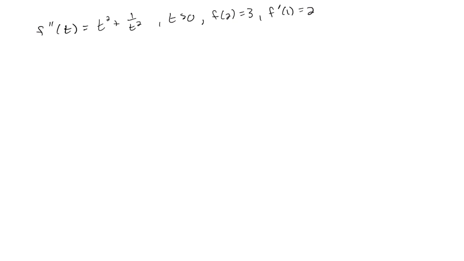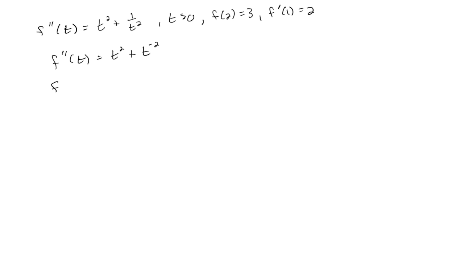All right, so in this problem, the question is basically find the function f of x such that it meets these conditions. It has a second derivative of t squared plus 1 over t squared, and it meets the conditions that f at 2 equals 3, f prime at 1 equals 2. So going from f double prime to f prime, we are finding an antiderivative. Now actually, before I do that, let me go ahead and simplify that function first, only because the 1 over t squared I'm going to want to write as an exponent so that I can use the power rule.